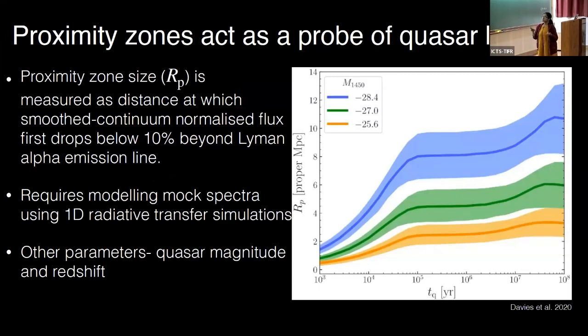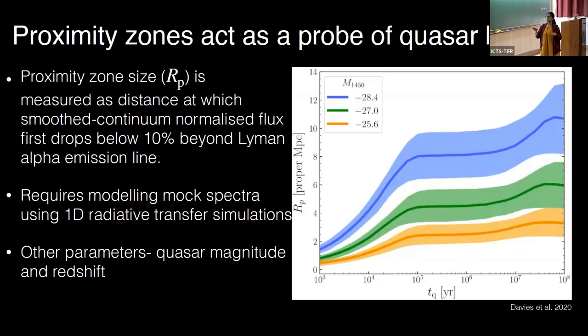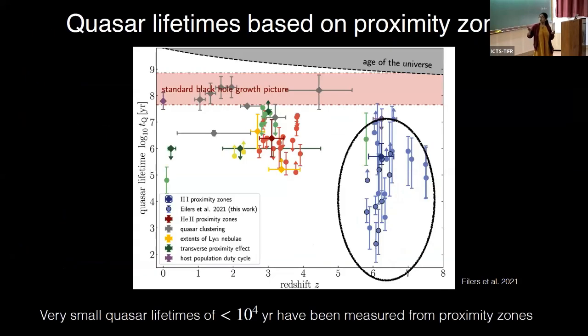One can then construct models where you study the evolution of proximity zone size as a function of lifetime for different quasar parameters, such as its magnitude and redshift, using cosmological simulations, and then simulate mock spectra like this and compute the proximity zone size from the mock spectra. So from observations, using this one single number called the proximity zone size, R_p, you can then estimate what the lifetime of that quasar should be. Eilers et al. in 2017 were the first to use this method to estimate quasar lifetimes.